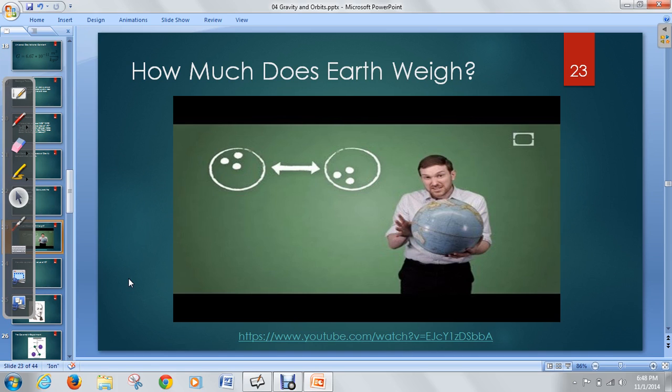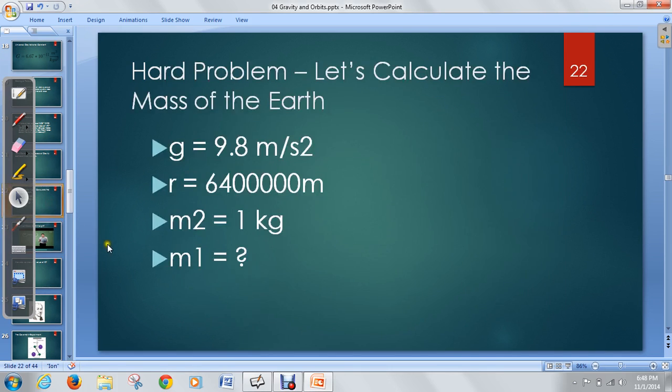Okay, so then we watched this video that talks about how much the Earth weighs. Okay, you can find it here. And we also calculated it ourselves. So think about it. You could do this just using the information we know and that equation. So if we know the gravitational acceleration is 9.8 meters per second squared, and we know the radius is 6.4 million meters, and we know an object weighs 1 kilogram, we can actually use these numbers to calculate it out.